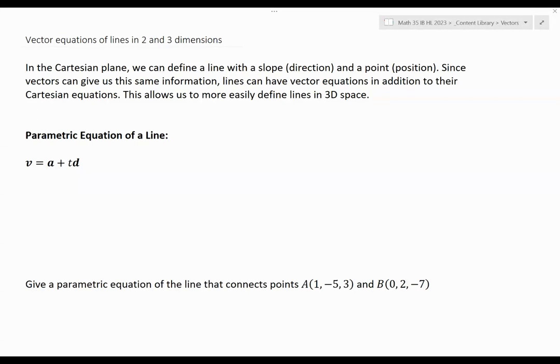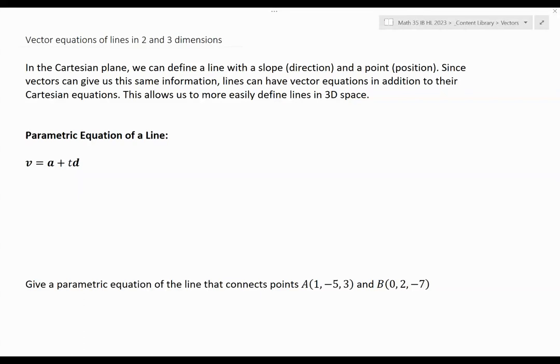We can have a position vector that tells us where we're starting, or a point on the line. And the slope can also correspond to a direction vector. So lines can have vector equations in addition to their Cartesian equations. For 2 dimensions, we're very familiar with Cartesian equations, and we're going to look at the relationship between the Cartesian equations and vector equations. Then this will allow us to extend into 3 dimensions and figure out what a Cartesian equation would look like in 3 dimensions. So, starting with a vector parametric equation.